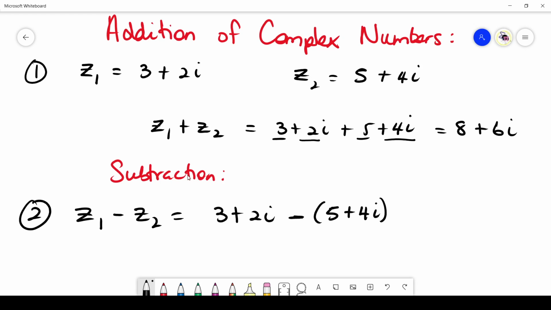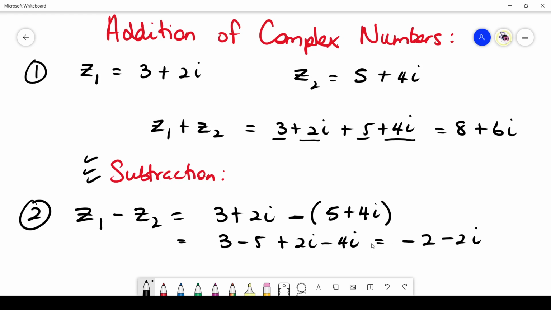As simple as subtraction can be, these are the small things that make students lose marks. A lot of people would not put this in brackets, and what would happen is that you would only distribute that negative sign over the 5, and you would unfortunately forget to do it with the 4. But because of the presence of those brackets, you will actually have 3 minus 5 plus 2i minus 4i. So your final complex number looks like -2 minus 2i.